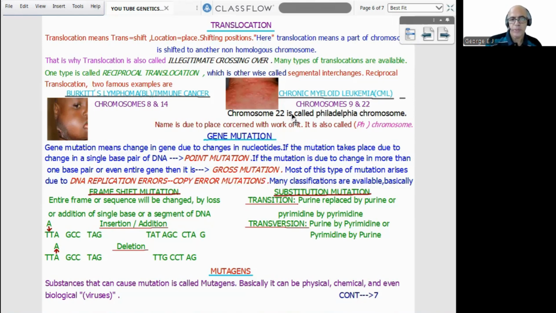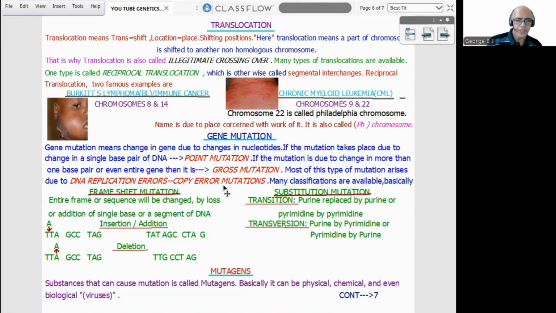The second is more famous from the exam point of view: chronic myeloid leukemia, CML. Both are cancers. And Burkitt's lymphoma, you can find a swelling here, see. Now, chronic myeloid leukemia is between chromosome number 9 and 22. Chromosome number 22 is called the Philadelphia chromosome. That name came from the place where the work on it was done. It is also called the PH chromosome.